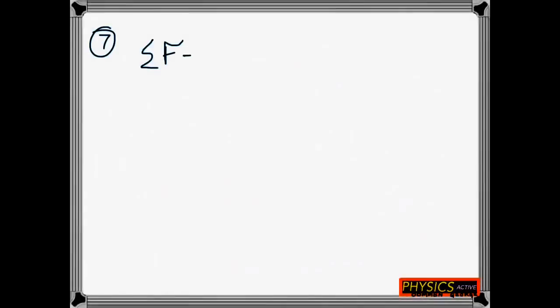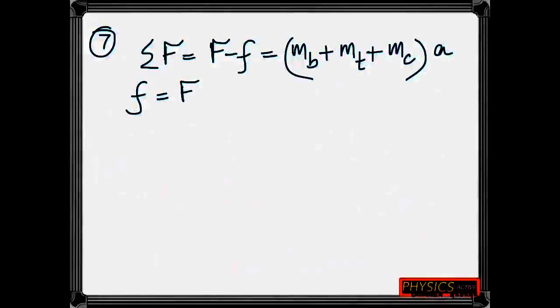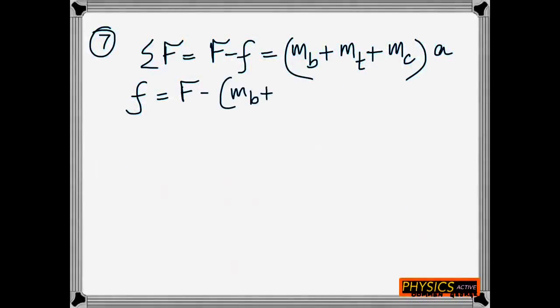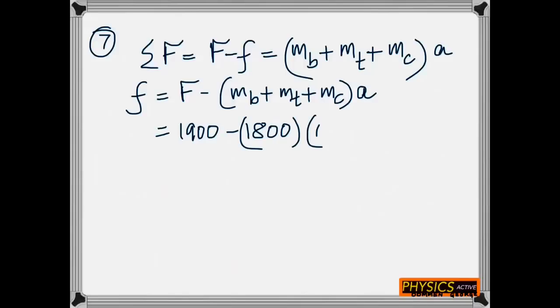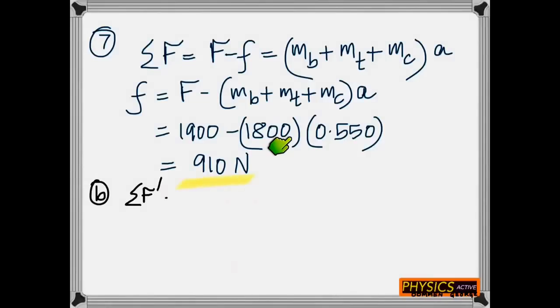In the 7th, again, net force is F minus F. This time you have to take the mass of all three because that is the system of interest. Applied force is 1900, and now you have all the masses added together gives 1800, and then get 910.